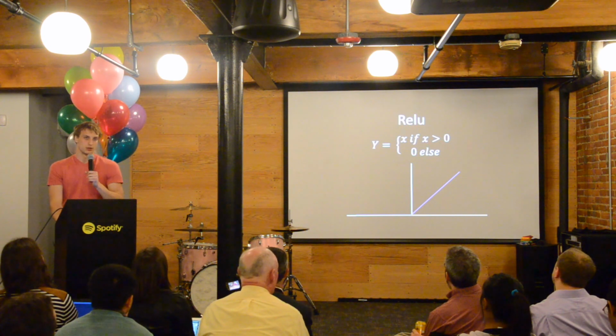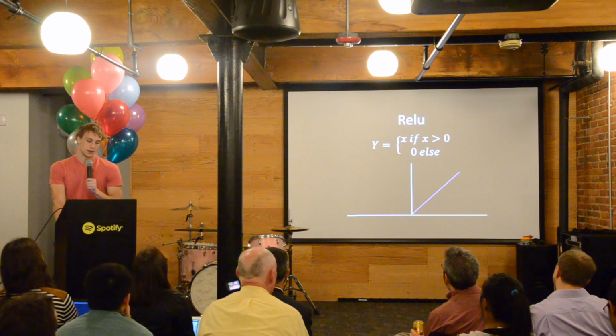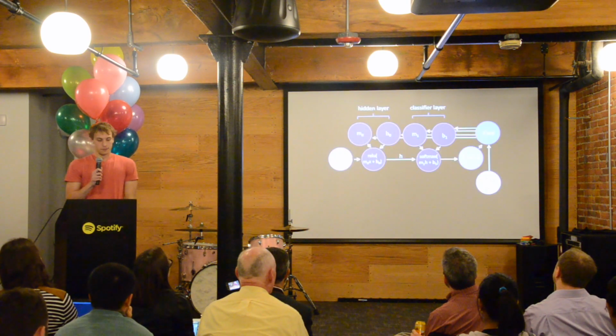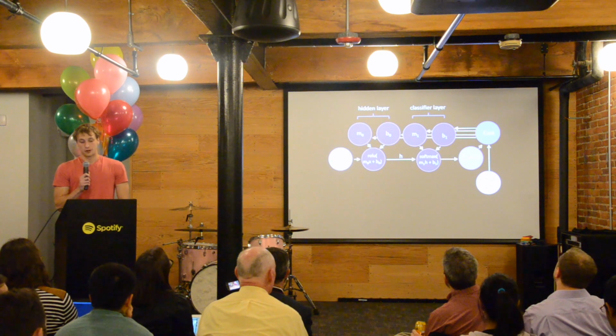So let's see what a model might look like if we add in a hidden layer. In this diagram, it looks kind of like the one from before, but we have a hidden layer.